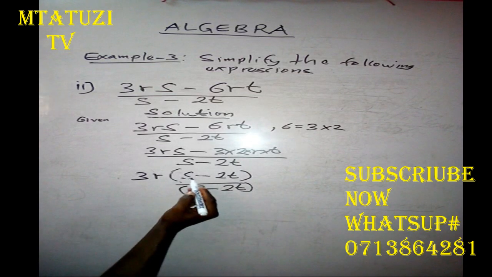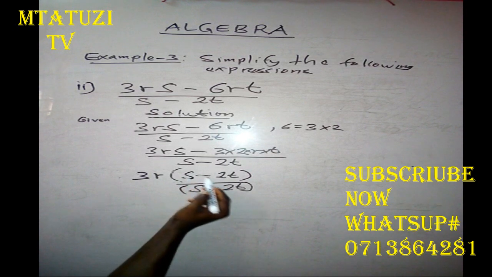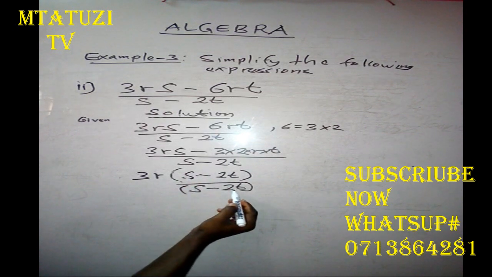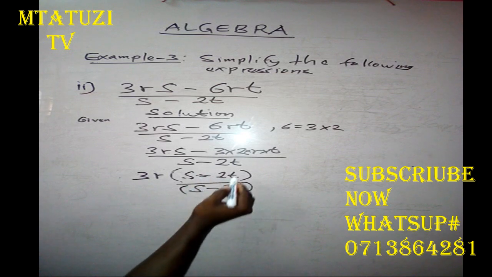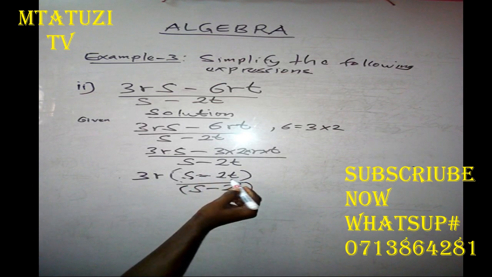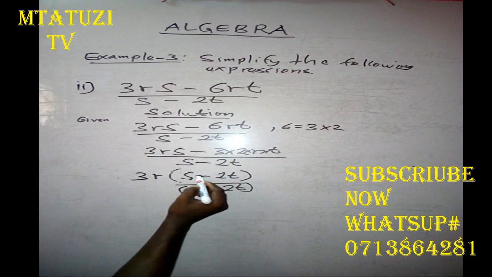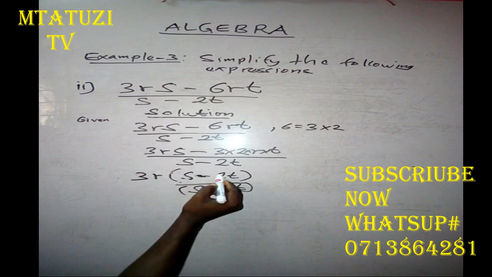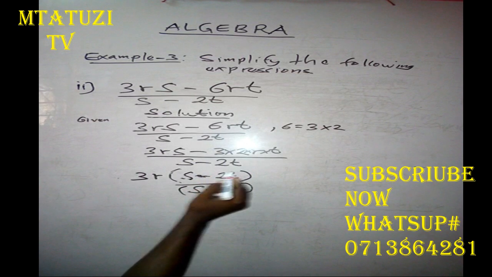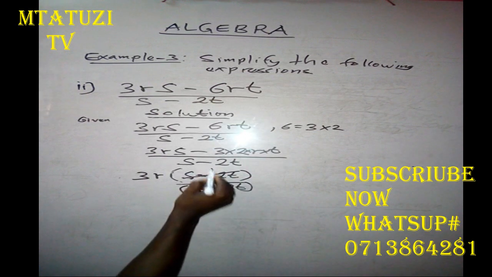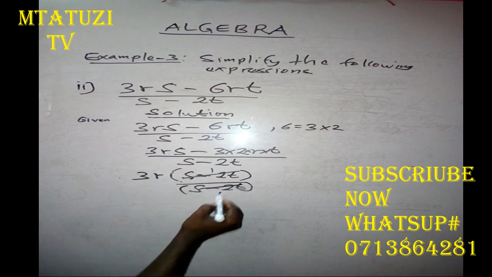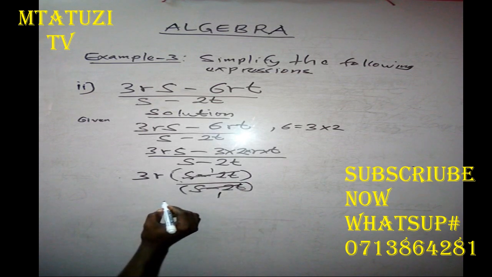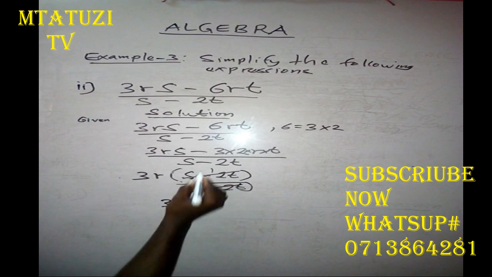We just have to cancel, because S minus 2T is the same as S minus 2T. Cancel means divide by itself. S minus 2T divided by S minus 2T is equal to 1. So you take 3R times 1.